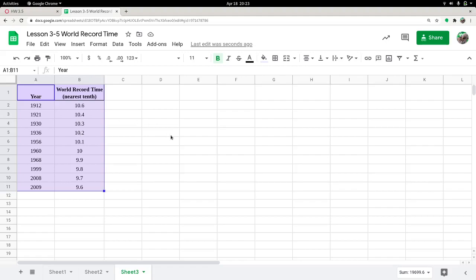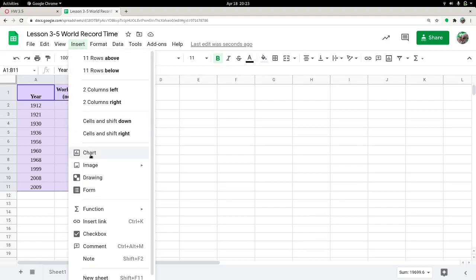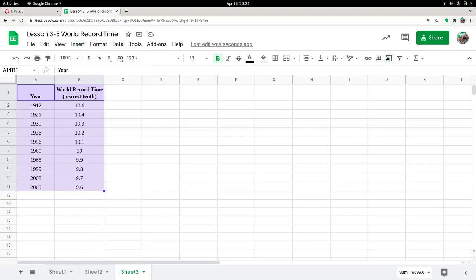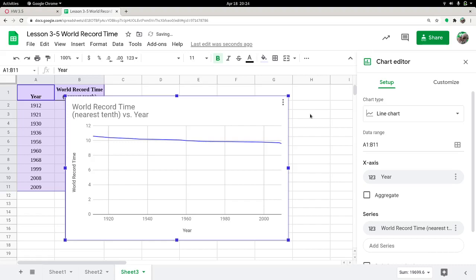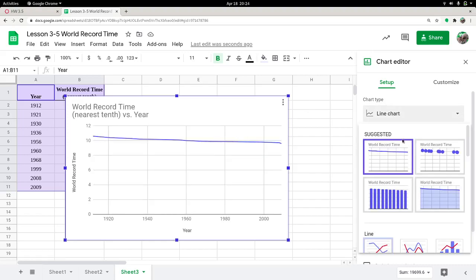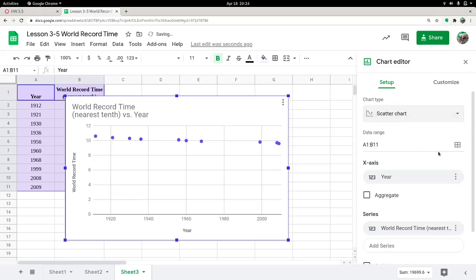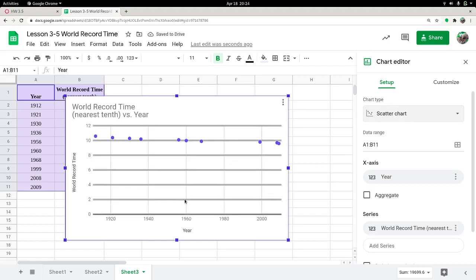And then for a graph, I can insert a chart or use the Insert Chart button here. And sometimes Google guesses what I want. No, I didn't want a line, I just wanted points. So let's see. Over here, yes, a scatter chart, that's what I want. And then I have all this empty space here, so let's fix that.